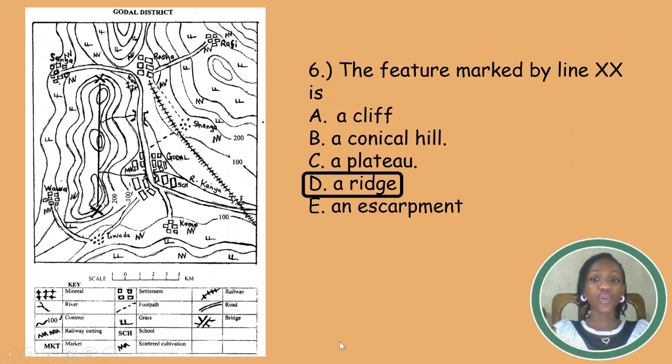Now let's evaluate the other options. Option A is wrong because a cliff would be represented by extremely close contour lines that almost overlap, indicating a sudden drop in elevation. Option B is wrong because a conical hill will look like concentric circles around a peak, and XX is not circular. Option C is wrong because a plateau would have wide spaced out contour lines, not closely packed like the ones we see above, and at the top, a plateau will also have a flat surface. Lastly, option E is wrong because an escarpment is simply a single steep slope, the edge of a ridge, but the feature XX has two steep slopes on both sides, which fits the description of a ridge better than an escarpment.